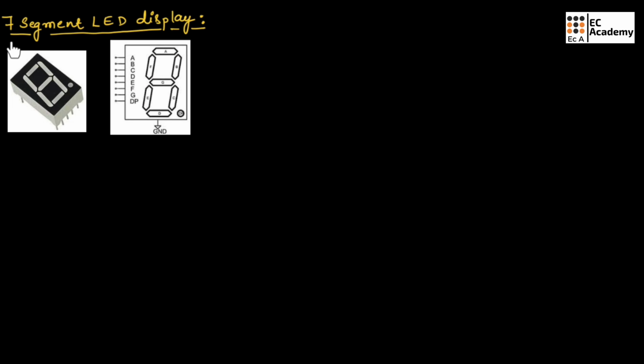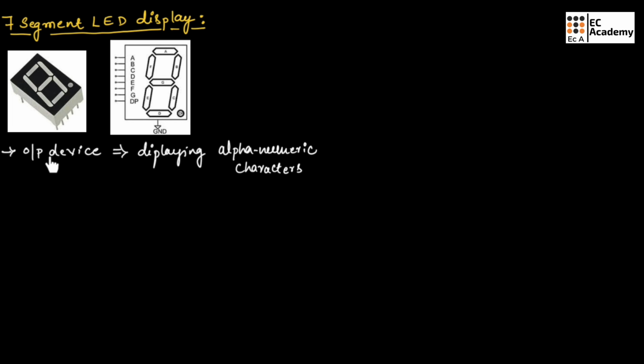In this lecture, let us understand 7-segment LED display. The 7-segment LED display is the output device that is used for displaying alphanumeric characters. If we say alphanumeric characters, it means it can display both alphabets as well as numbers. That is why it is known as alphanumeric.